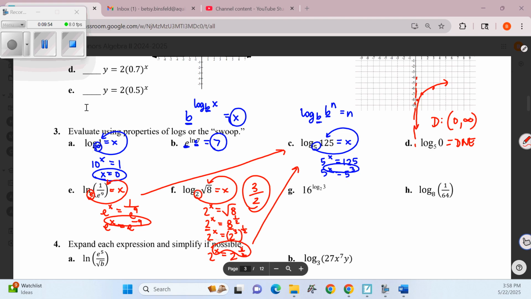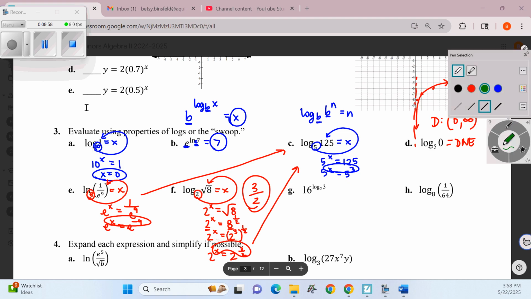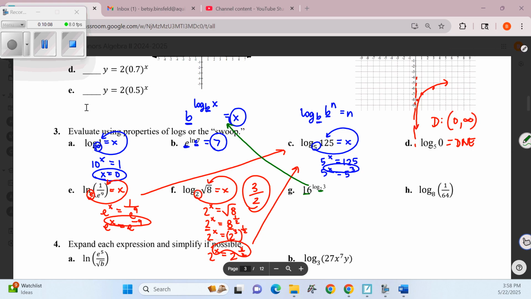Part G is always a little bit tricky, but really this one, and I'm going to switch colors just so that it's very clear where my arrows are coming from. This one is really related to this property that we started with up here in part B, but we're trying to get the 16 and the 2 to be the same base. So in order to do that, I've got to rewrite the 16 as 2 to the 4th, but it's still raised to the log base 2 of 3. So those things are connected by multiplication, right? Power to a power, we multiply.